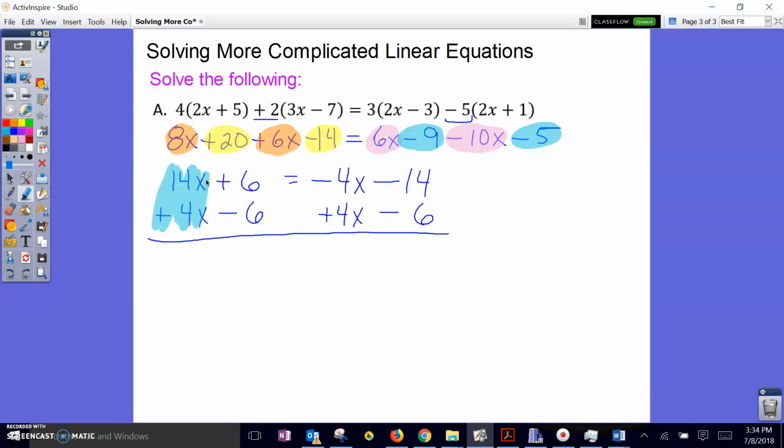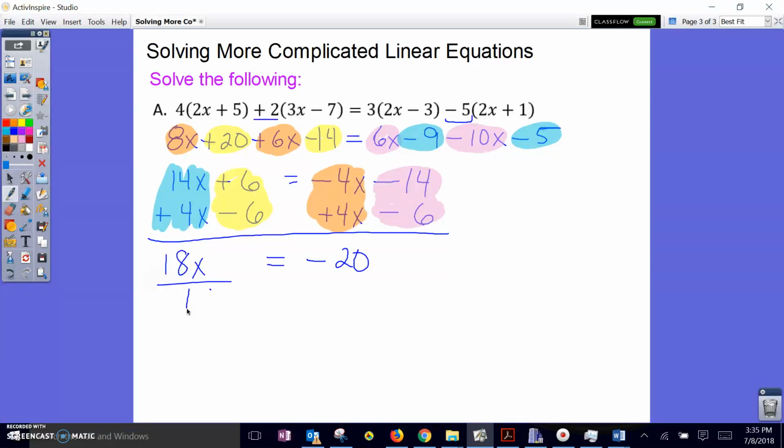Now I do 14x plus 4x gives me 18x. And I do plus 6 minus 6. Those cancel each other out, so they're gone. I do my minus 4x and my plus 4x. Those cancel each other out, so they're gone. And then I do my minus 14 and my minus 6. Combine those, I get negative 20.